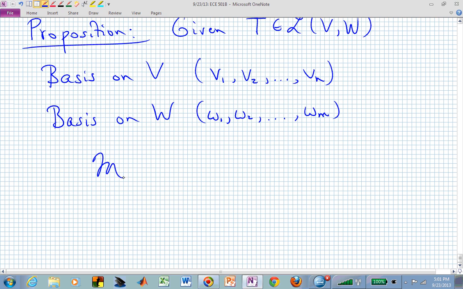Now what we want to show is that the matrix representation of V being mapped through this linear map T is actually going to be represented by the matrix representation of T times the matrix representation of V, which is what we're used to seeing. We now have AV or TV.